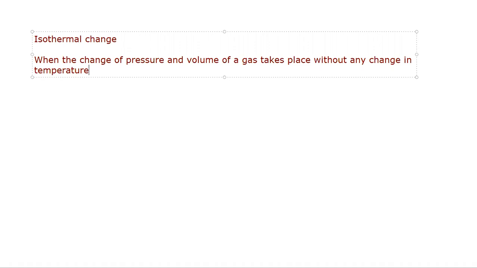As the name suggests, isothermal. Iso means same, thermal means temperature. It means the change in pressure and volume of a gas is taking place at the same temperature.